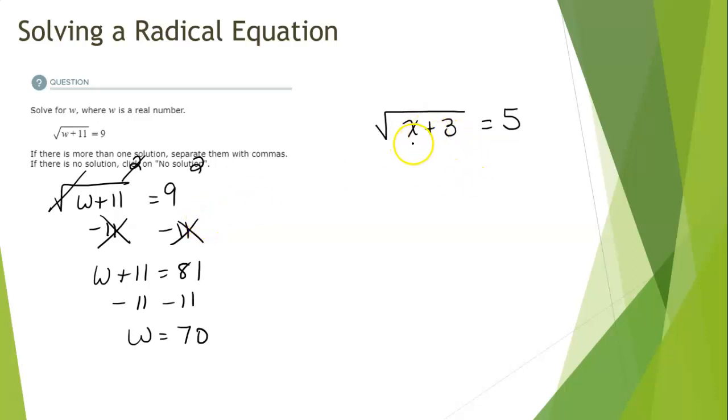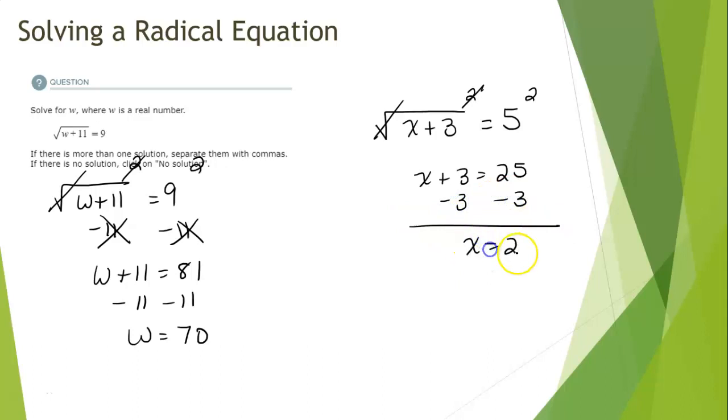You should have noticed that the 3 and the x are both inside the square root, so we're going to square both sides. The square and the square root cancel out. You're left with x plus 3 equals 25. Now this is just a one-step equation. We subtract 3 from each side, and we find out that x is equal to 22.